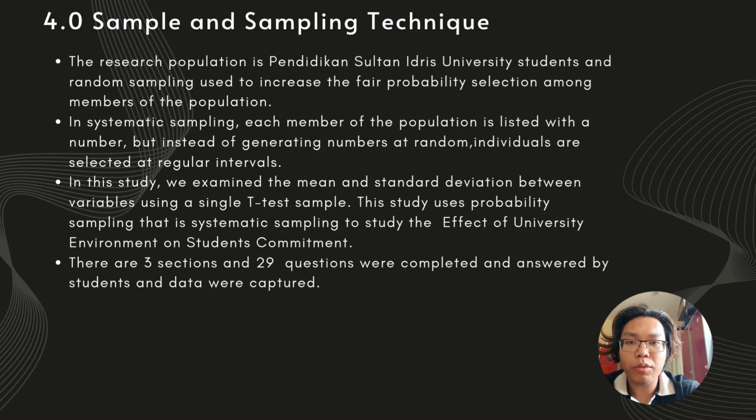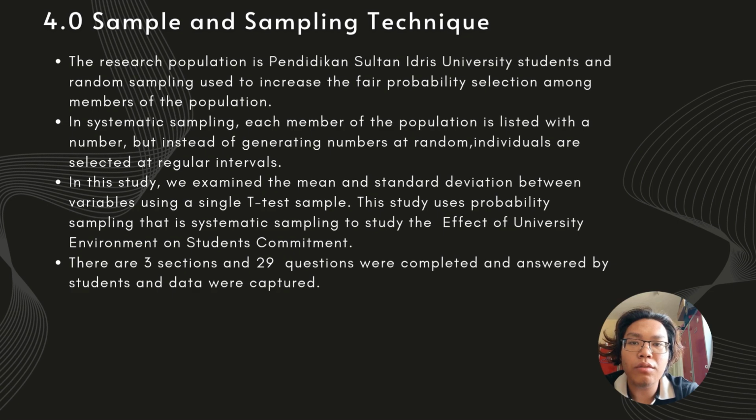My name is Muhammad Zulkifli. I'm going to present 4.0, sample and sampling technique. The research population is Universiti Pendidikan Sultan Idris students, and random sampling is used to increase the fair probability of selection among members of the population. In systematic sampling, each member of the population is listed with a number, but instead of generating numbers at random, individuals are selected at regular intervals.